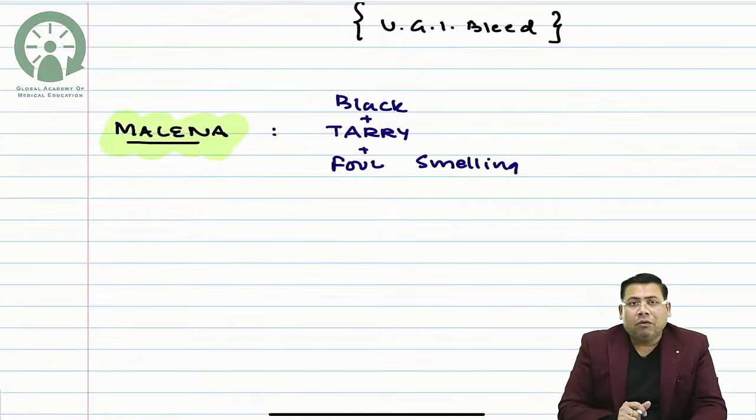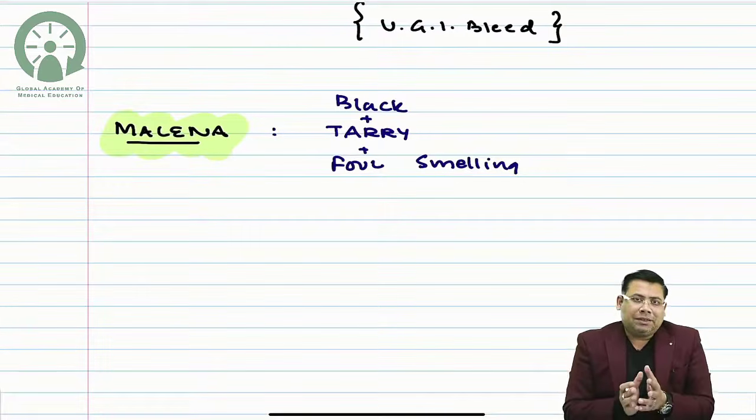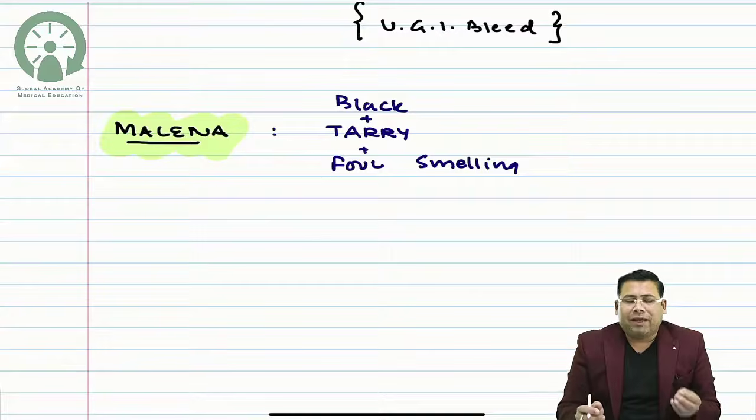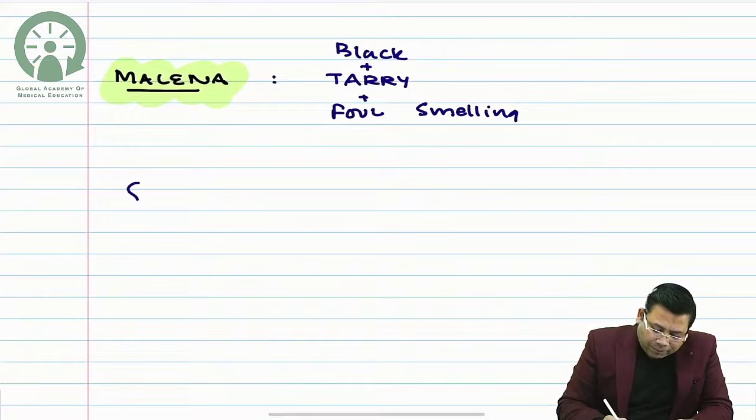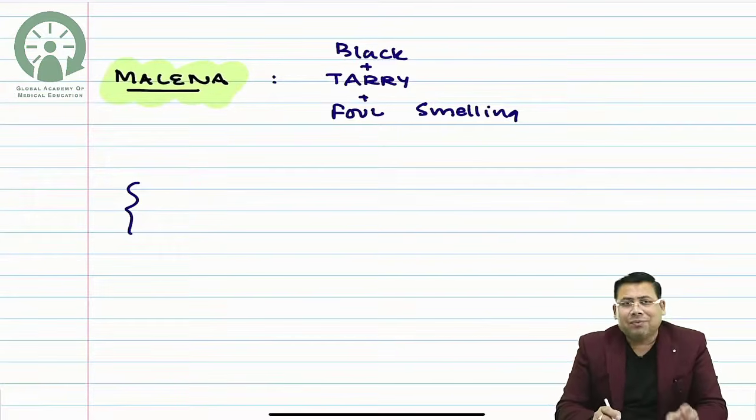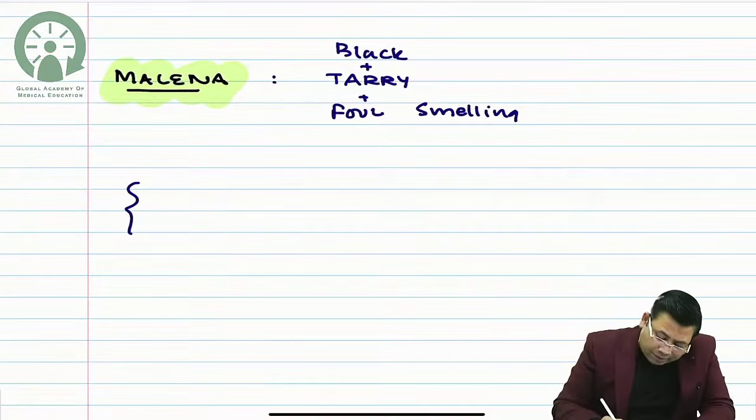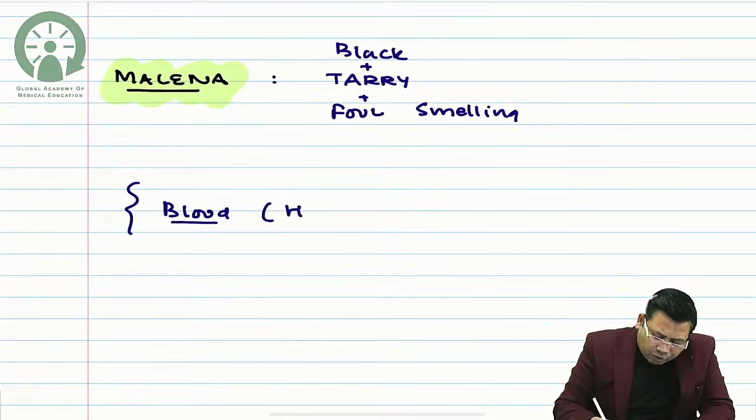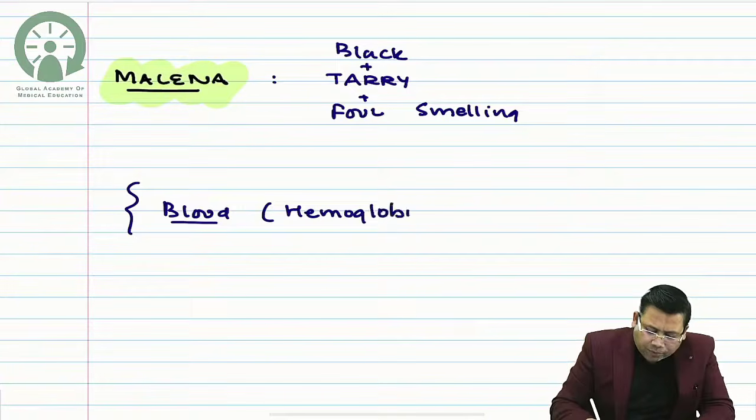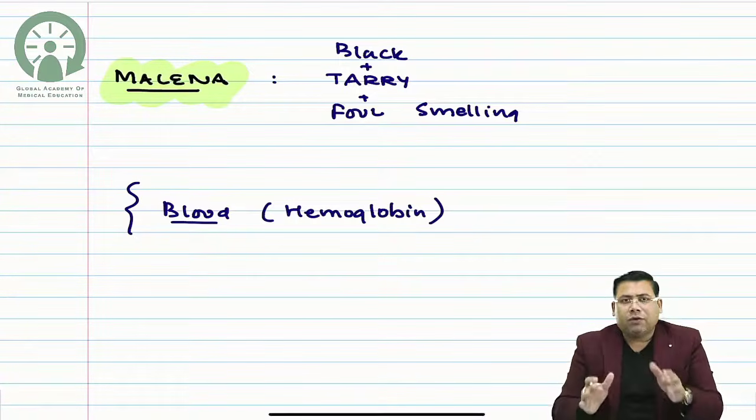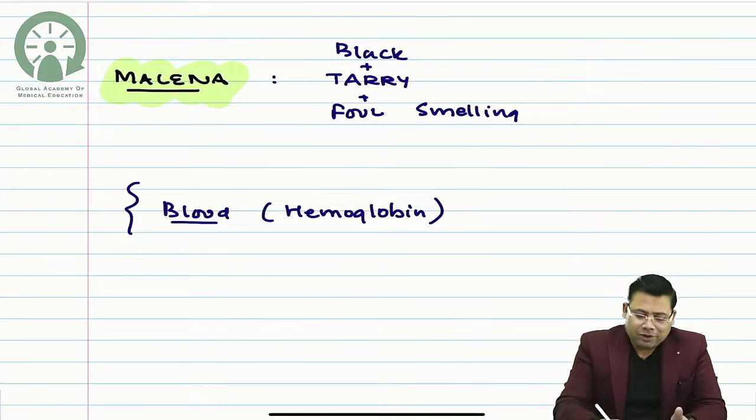So black plus tarry, that means coal tar like consistency and foul smelling stools, is known as melena. Now we often think that melena is a lower GI bleed, exceptionally in few cases. No, this is wrong. Why does melena happen? Melena never happens because of the stool. It is because of the blood. Blood contains hemoglobin, and hemoglobin has hemosiderin.